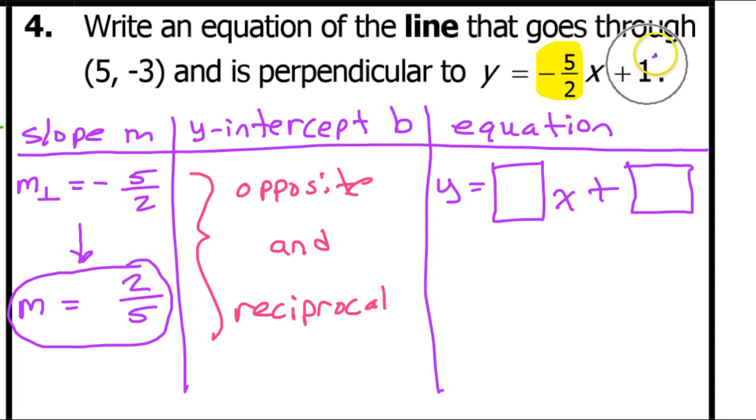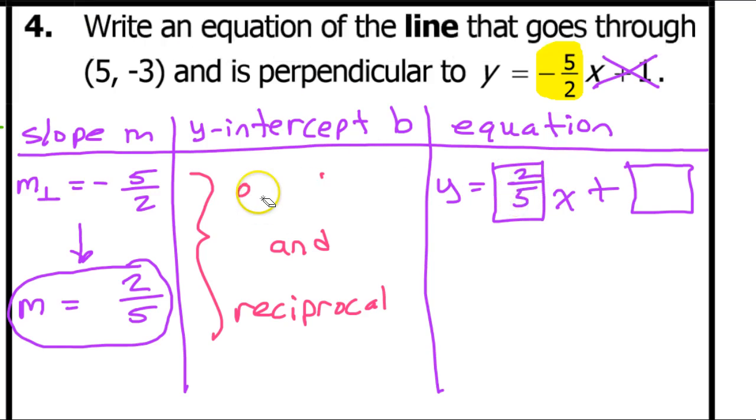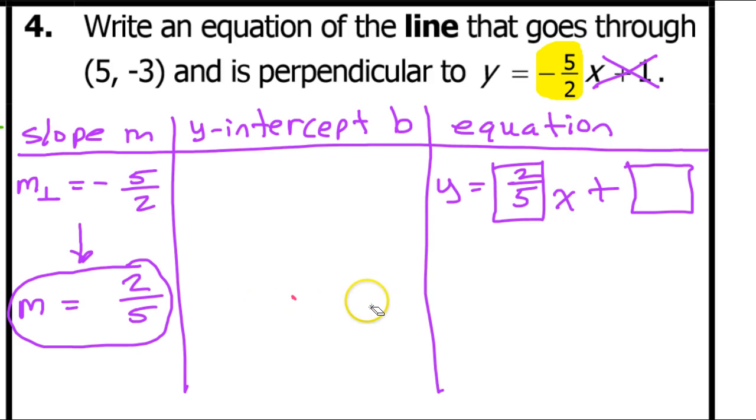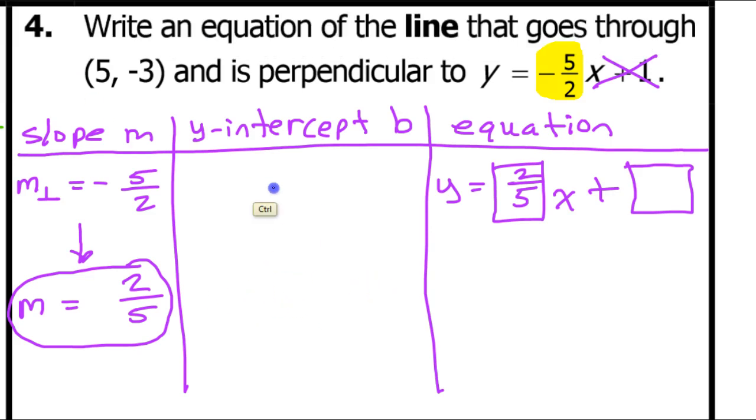By the way, this +1 is not anything. Do not use the +1. It will not show up anywhere in the problem. Okay, but I have my slope now. That is 2/5. So I will go ahead and put that in the box. Alright, now it's time to find the y-intercept, so I need to erase these notes I just wrote. Alright, hopefully that information is in your brain.